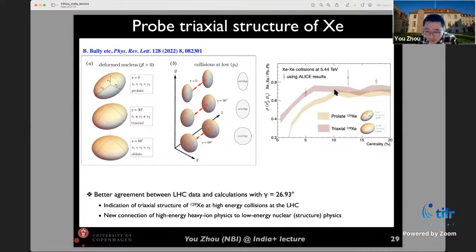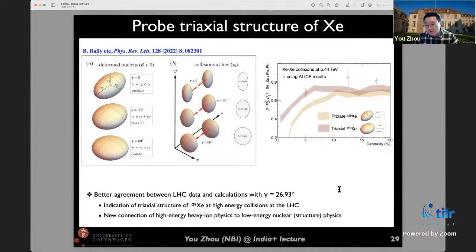I guess the reddish shadow is a calculation with triaxial structure, which means X, Y, Z, 3 axes are all different, compared to the prolate shape, which means you have 2 short axes and 1 long axis. And you can find the ALICE data point clearly prefers the nuclear structure with triaxial. And this is actually the very first confirmation of the triaxial structure of xenon-129 at the LHC energy.